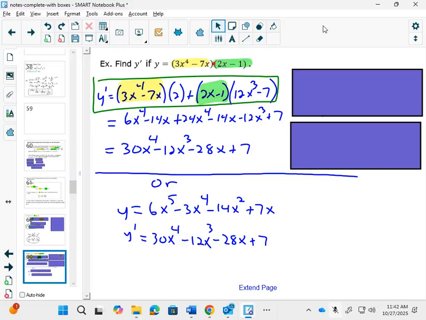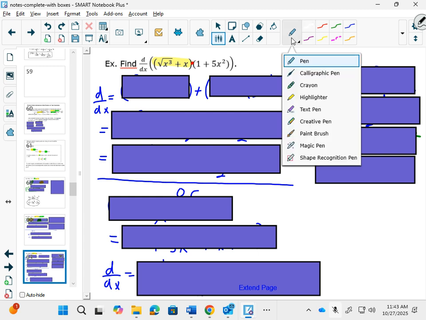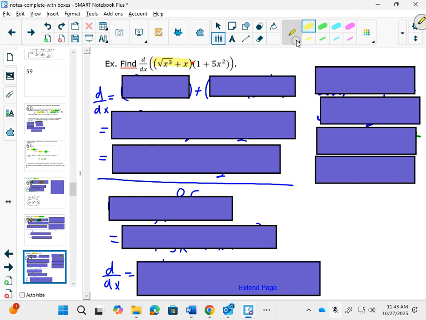I think this one would be one I would not want to multiply out. But I might do a little bit of thinking. It says find the derivative of, I take out my highlighter. There's my first one. Definitely got multiplication, so I can use my product rule. Here's my second one.